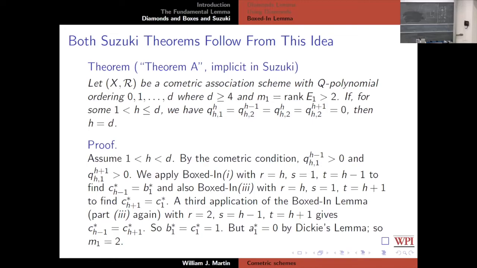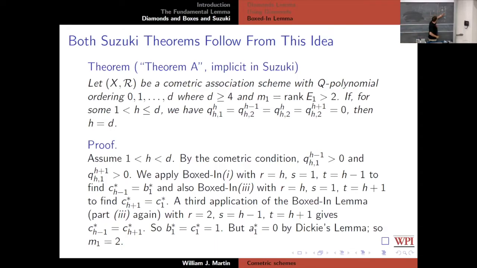The possibility is H equal to D. This just cannot happen, right? So that's the claim. This cannot happen. And so how are we going to prove that? Well, we're going to use the boxed-in lemma. These two entries, just as we saw before, those two entries are boxed in, right? So by the boxed-in lemma, we look at row H, column 1, row H minus 1. That's this entry right here.